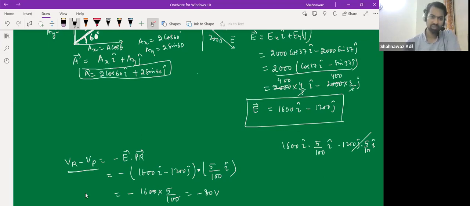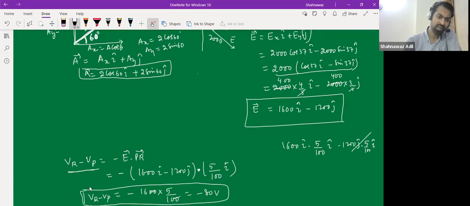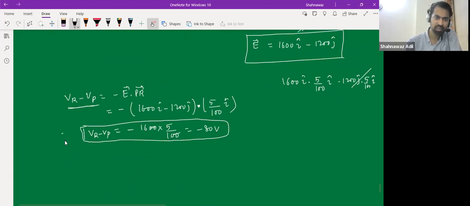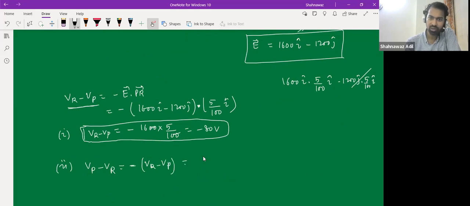So this is the potential difference, guys. The second part of this question, let me first complete that. So this was the first part. In the second part, it is asked what is the potential difference between VP and VR. So this would be just the opposite of VR minus VP, so minus of minus 80, so 80.